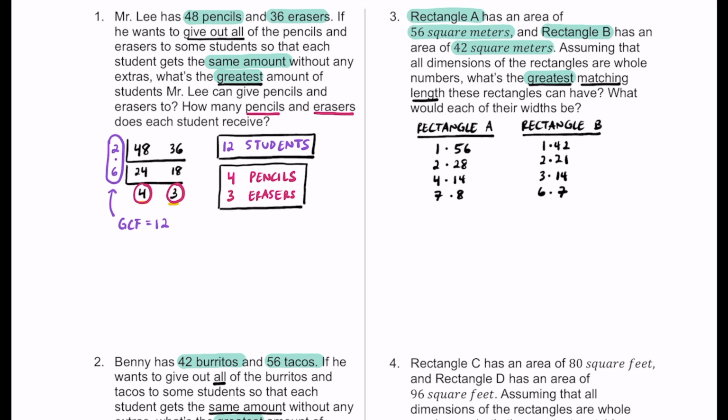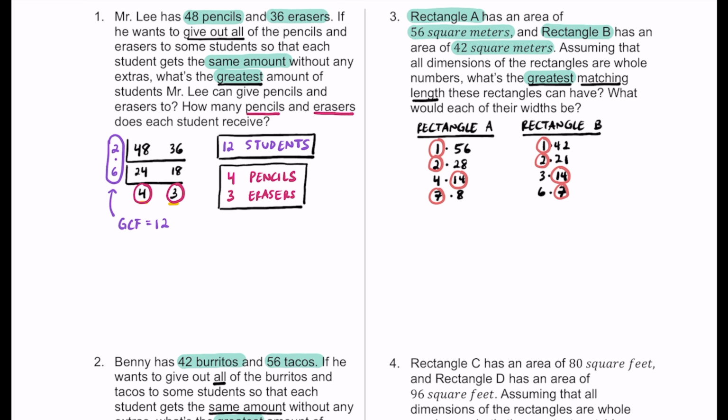These numbers are actually pretty familiar from number 2, if you notice that. We could notice that we have some matching lengths here. We could put these rectangles side by side and they could have a matching length of 1, or 2, or 7, or 14. So it looks like these are all possibilities for lining up these rectangles. If you like these lists of factors, that can be more clear. It says what's the greatest matching length?